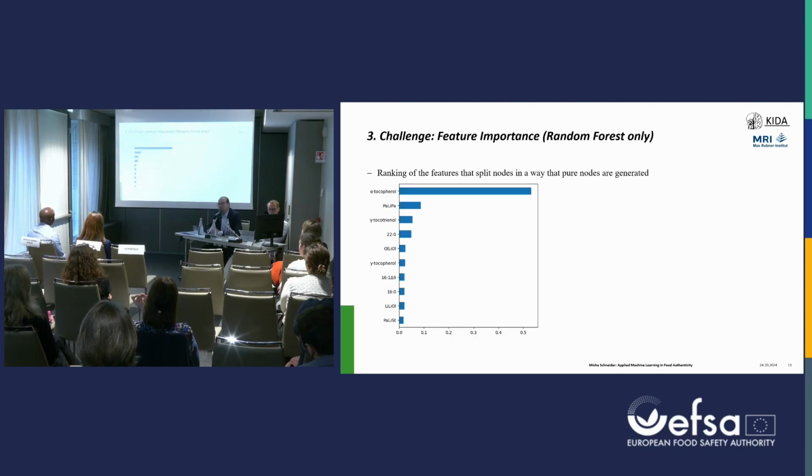One big advantage of the random forest is that we can look at the feature importance. That only works because, as I showed you before, we split on feature levels, so we can also make interpretations about that. Here is the ranking of the features that split the nodes in a way that pure nodes are generated. The idea is, in this tree structure, a pure node is a node where only one kind of observation is obtained, so only cactus oil, for example, or only mixture 1% and 99%. In this case, we see that alpha tocopherol has the largest feature importance in that it generates these pure nodes.